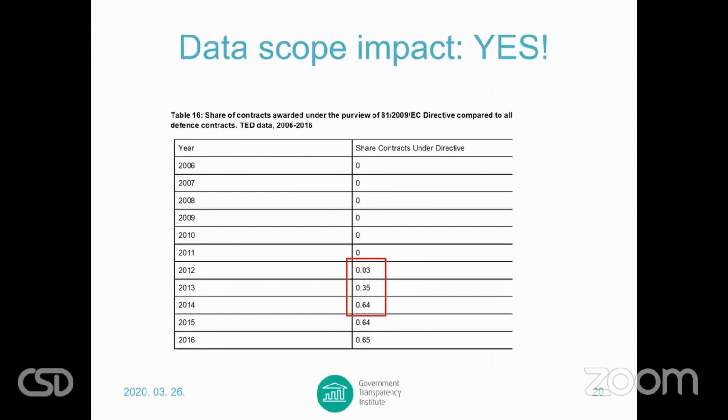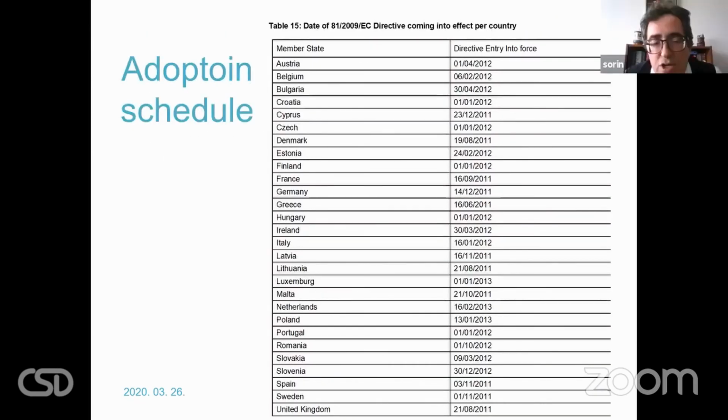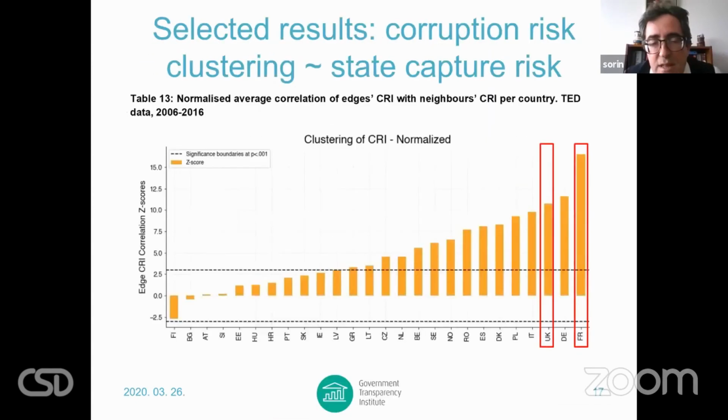Okay, so looking at... Mihaly, just a question. What does it mean, neighbors here? Neighbor in the network, right? You contract with A, A contracts with B, A also contracts with C. Knowing the risk of C helps me guess the risk of A.